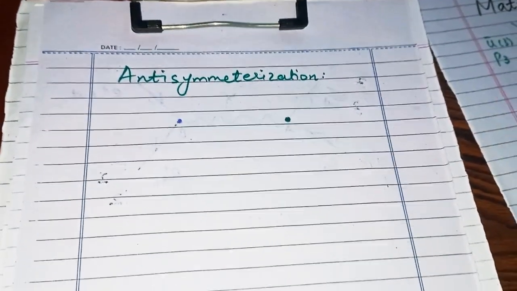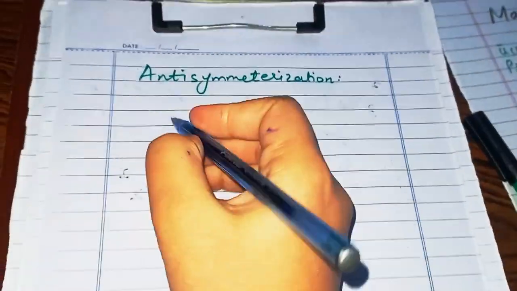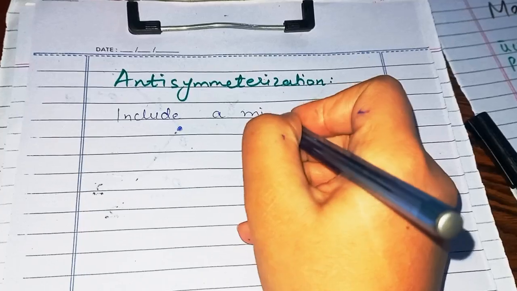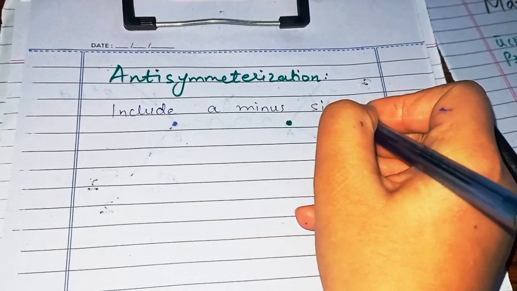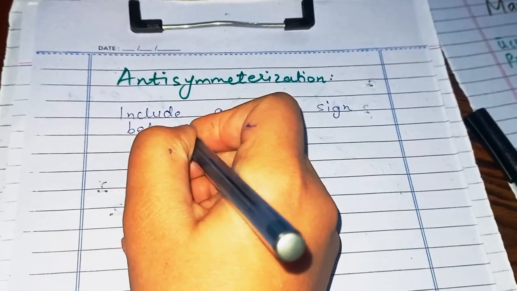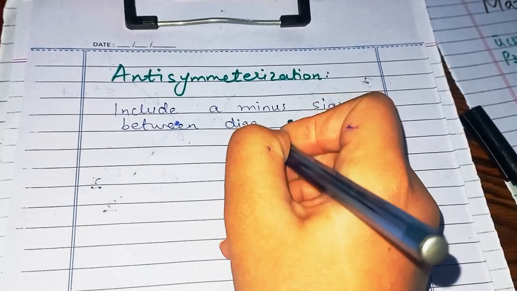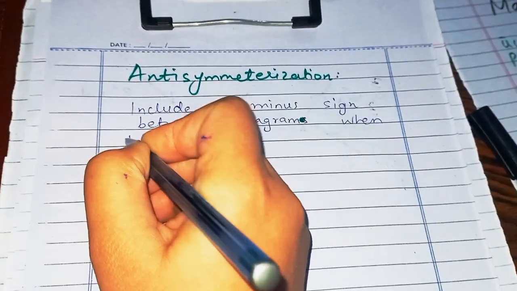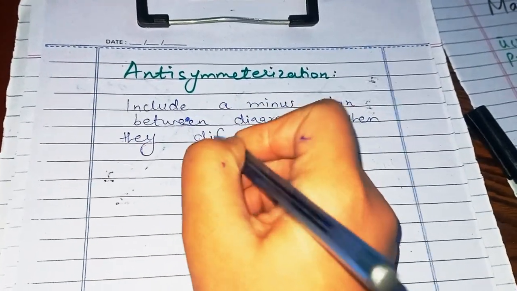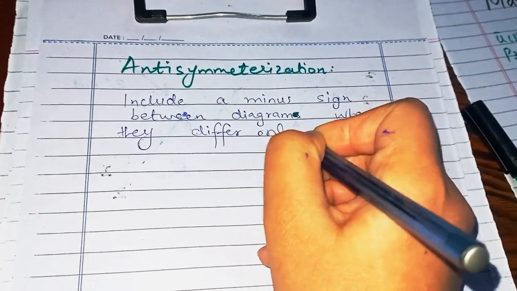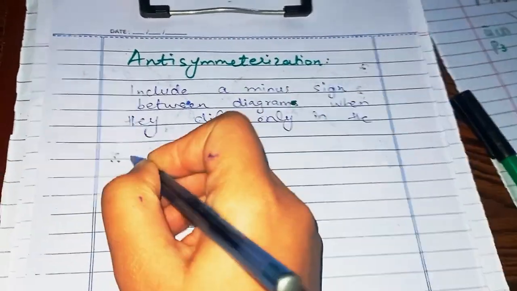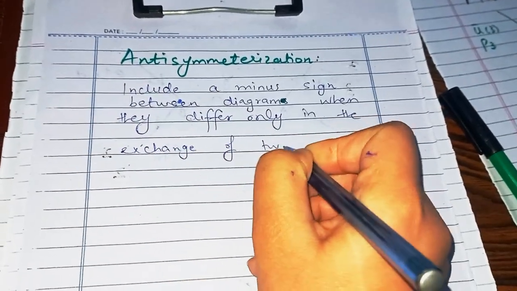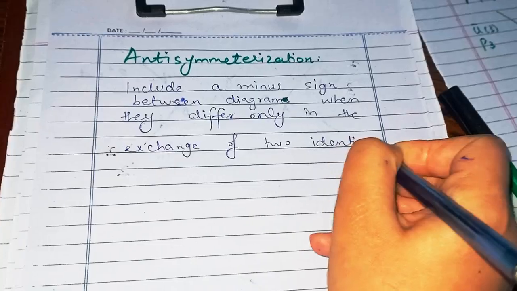It's part of rule number 4. Include a minus sign between diagrams when they differ only in the exchange of 2 identical fermions.